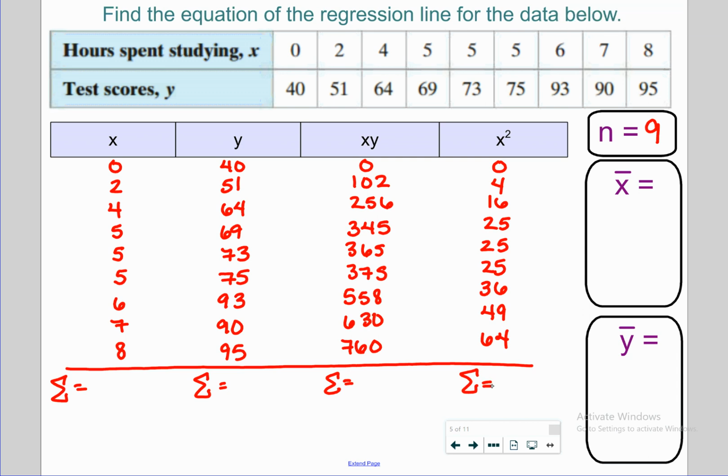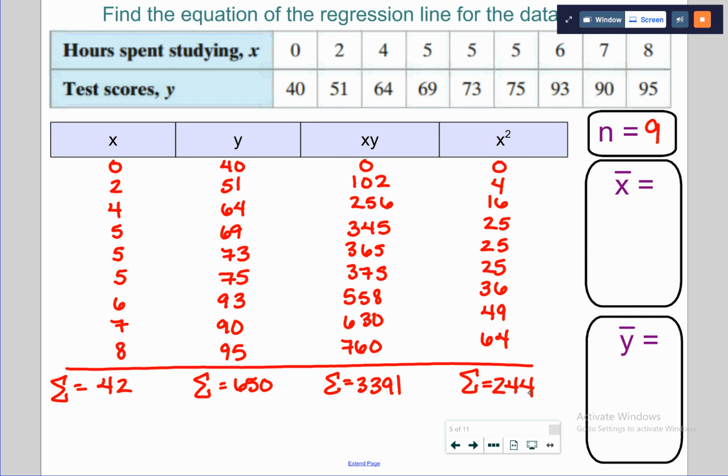All right. I got 42, 650, 3,391, and 244. Okay.